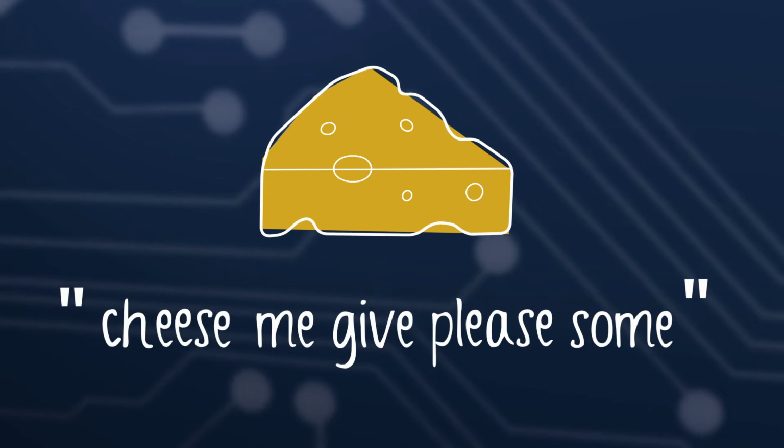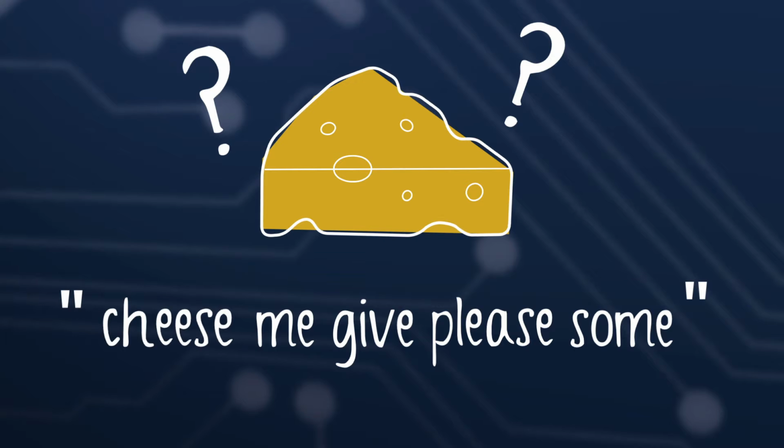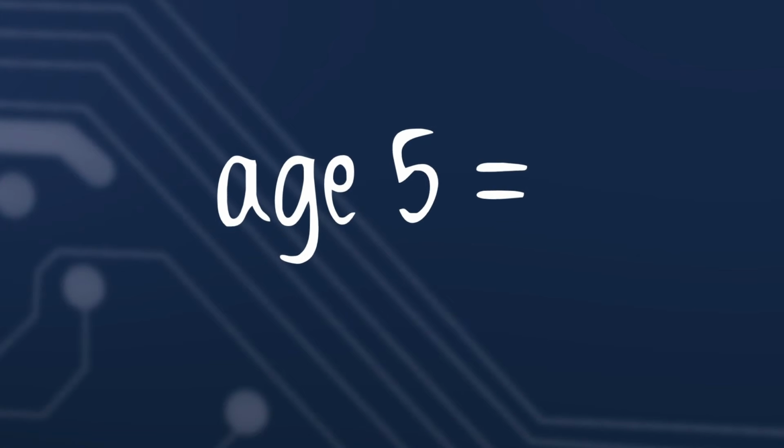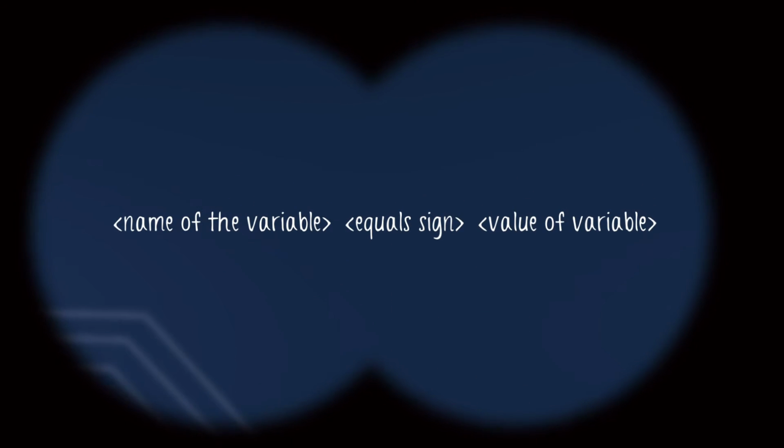Just like in English and all the other human languages, the order of the words in a programming language makes a difference. You wouldn't say, "Cheese me, give please some," because that doesn't make any sense. The words are in the wrong order. The computer expects to see commands or values in the order that makes sense. For example, when we are defining a variable, we can't put age 5 equals because the computer expects to see the name of the variable, the equals sign, and then the value of the variable in exactly that order.